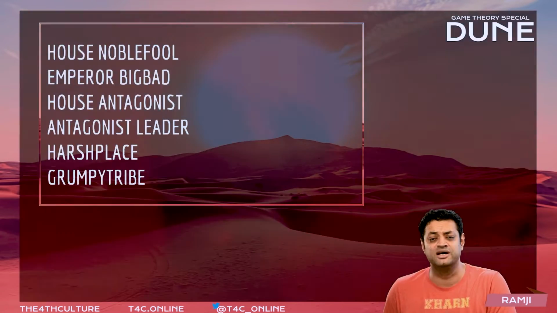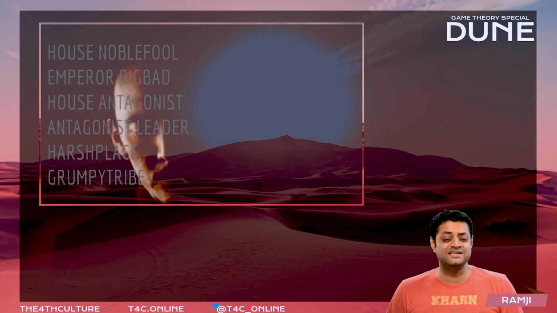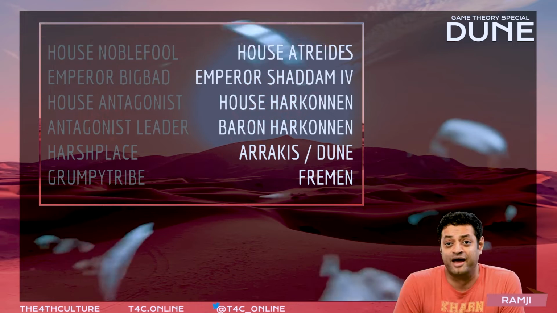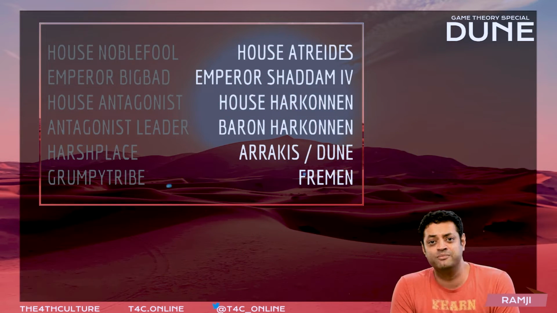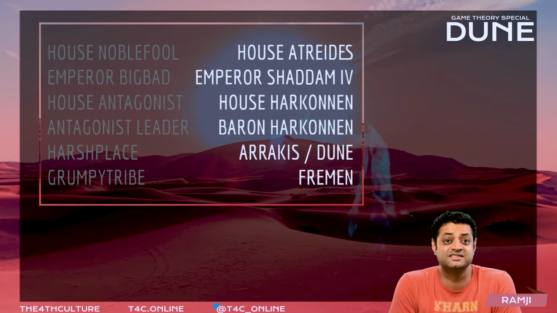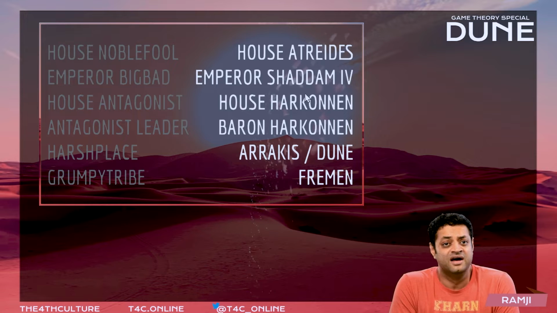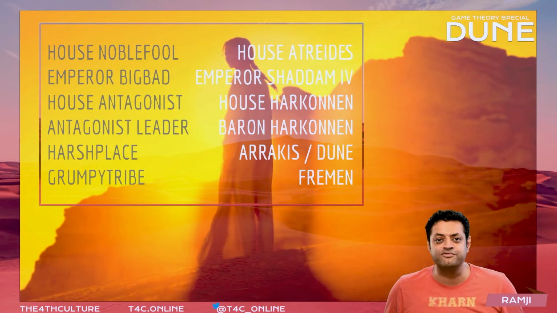We just talked about them earlier in that setup. Well, they map really, really simply. Look, House Noble-Fool, well, that's House Atreides. Emperor BIGBAD, well, Shaddam IV, Corrino, the known Emperor of the Universe. House Antagonist, the Harkonnen, the leader of the Harkonnen, the Baron Harkonnen. HARSHPLACE, Arrakis, or Dune as we know it. The Grumpy Tribe is the Fremen.